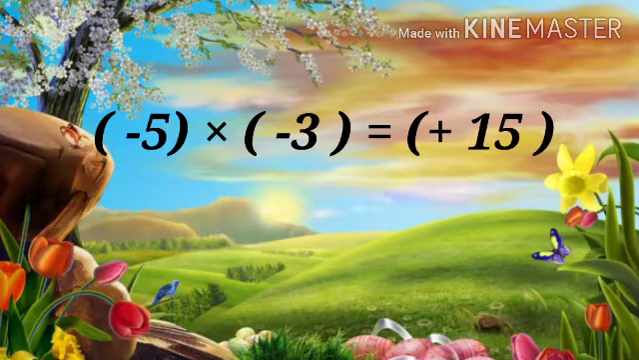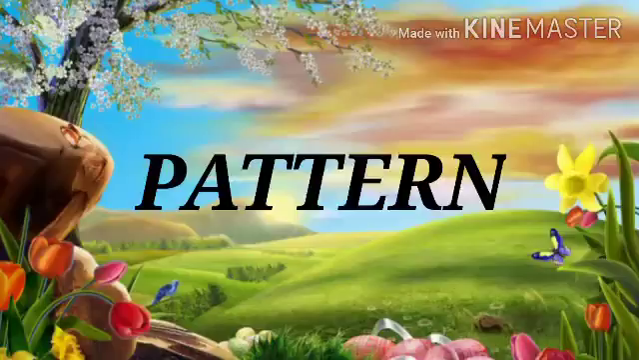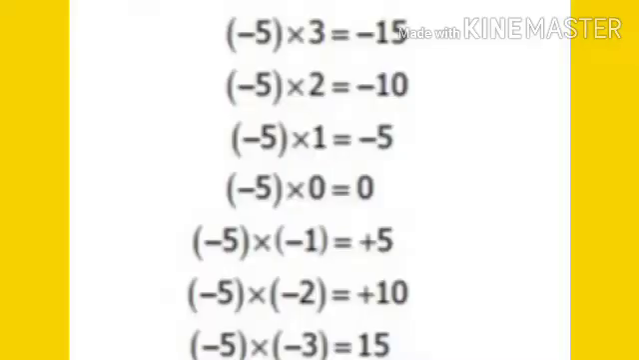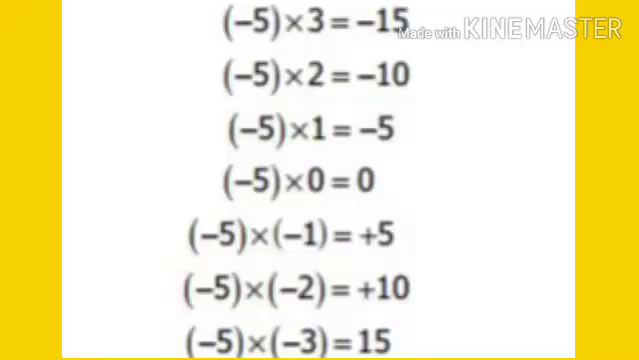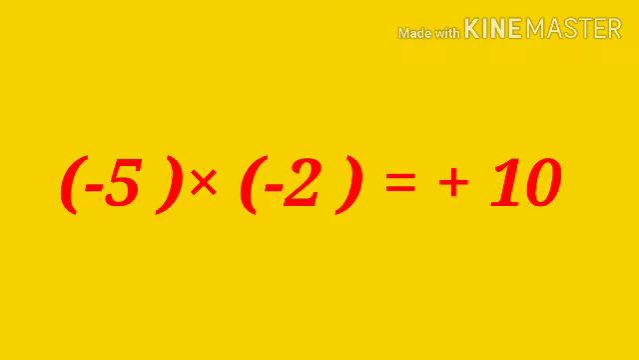Let us learn this through the following pattern. On a number line, the number increases by 5, from minus 15 to minus 10, from minus 10 to minus 5, from minus 5 to 0. Therefore, the next number in the pattern will be plus 5 only and not minus 5. Similarly, minus 5 into minus 2 is a positive integer, that is 10. So the product of 2 negative integers is always a positive integer.